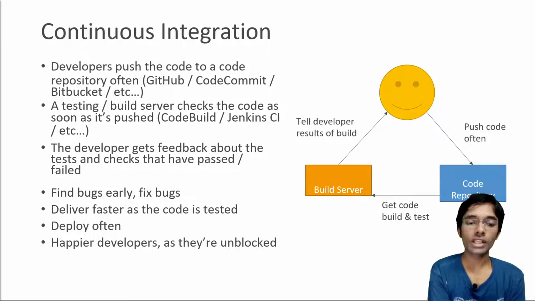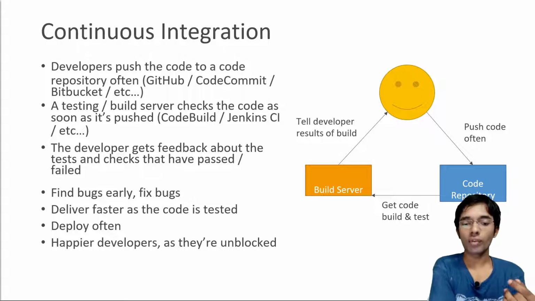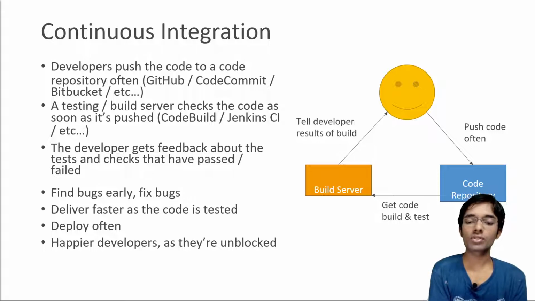Then the developers get feedback about the tests and checks that have passed, failed, and so on. In case there's a failure, the good thing is that we get bugs early and can fix them as soon as possible. Continuous integration is now in every modern company's workflow, and the idea is that you deliver your software faster because the code is tested continuously. Thanks to this, we deploy more often, and developers are happier because they don't need to run the tests on their own machine. They can wait for the build server to run them, and sometimes test suites can take a long time to run, depending on the tests you are running.